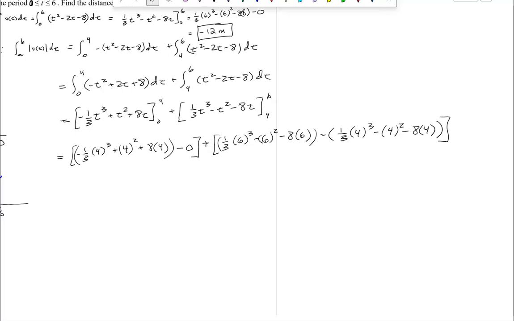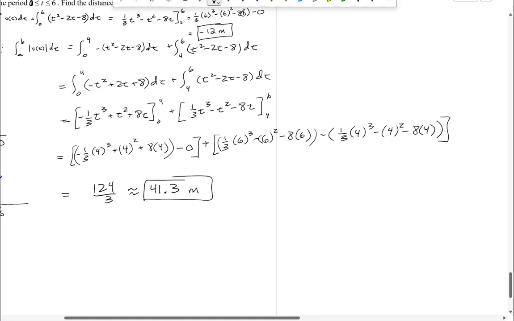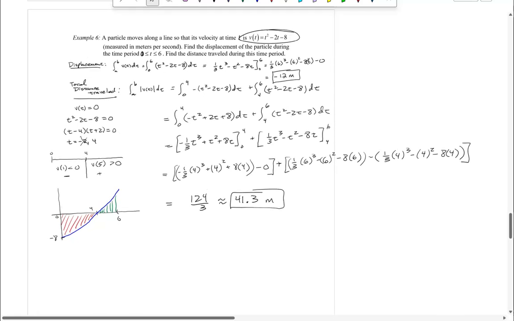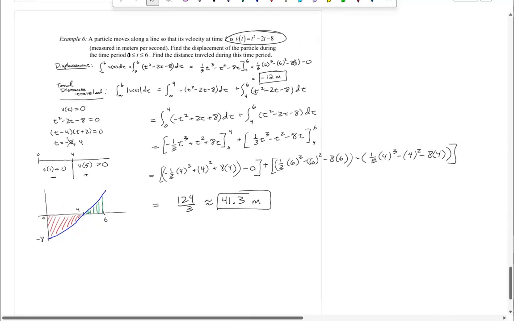I'm going to go ahead and just tell you what I got. I got this result to be 124/3, which is approximately 41.3, and this was measured in meters. So the total distance traveled is going to be 41.3 meters.